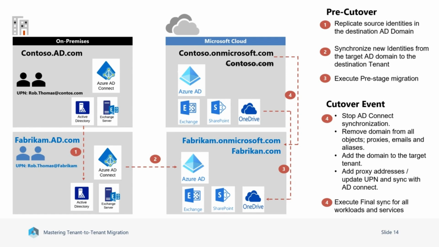This is so that we convert all of the users and objects in the Contoso domain to cloud only. And the reason why we do that is so that we can actually remove the domain from that tenant, so we can add it to the target tenant Fabricam. We can't do that until the objects are cloud only, because on-premise is the single source of authority. When we do that, we can actually start to remove the emails, the proxies, the aliases from all those objects in Contoso.